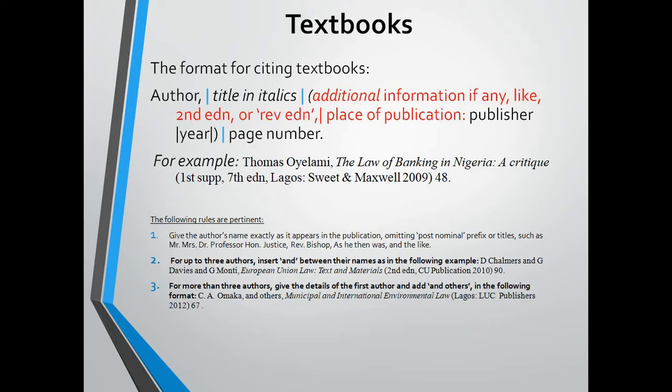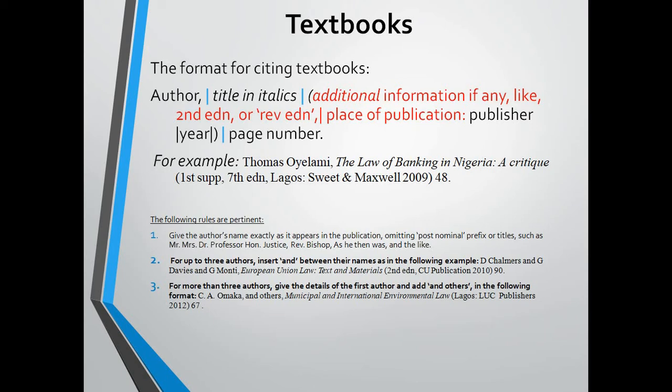Number 1, you give the author's name exactly as it appears in the publication, omitting postnominal prefixes or titles such as Mr., Mrs., Dr., Professor, Honorable Justice, Reverend, Bishop, as he then was, and the likes of it. Number 2, for up to 3 authors, insert "and" between their names, as in the following example: D. Chalmers and G. Davis and G. Monty. You mark each author off with the "and" and then you continue the citation.